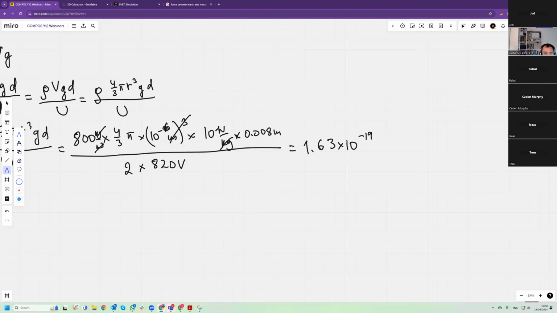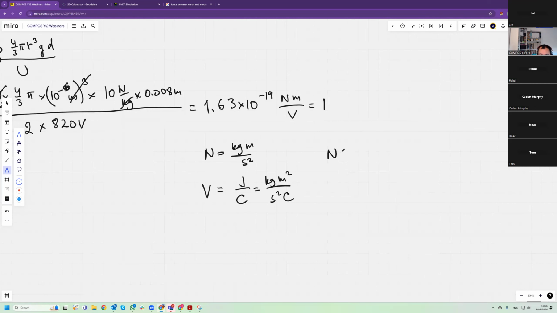Now the units is Newton meters divided by volts. Newton is kilogram meter per second squared, and the volt is joule per coulomb, so kilogram meter squared per second squared per coulomb. I'm going to leave coulombs because they're nice.